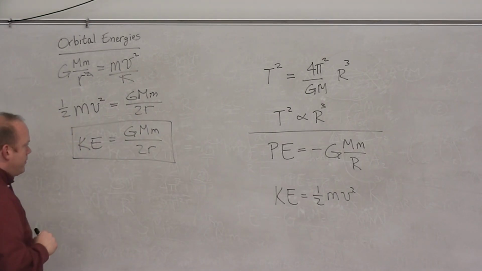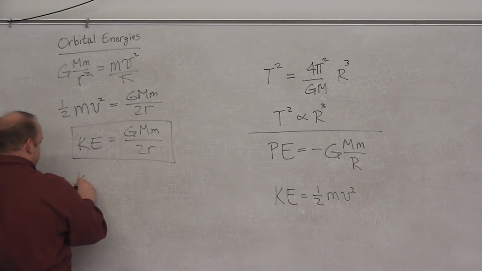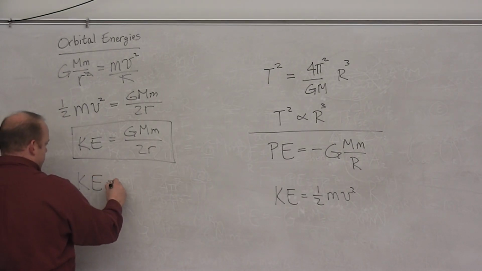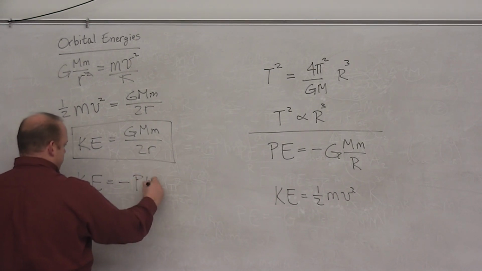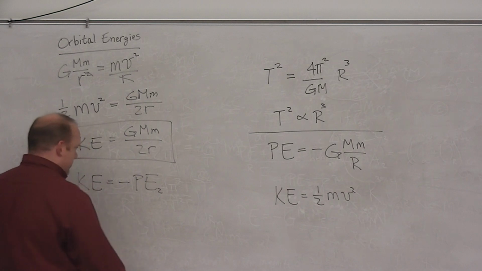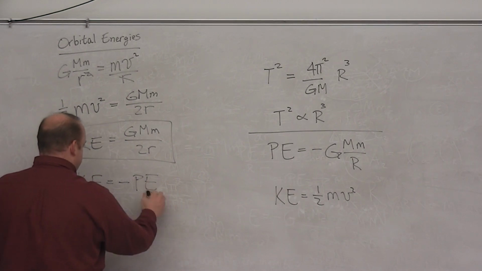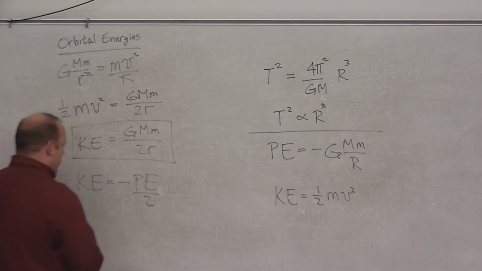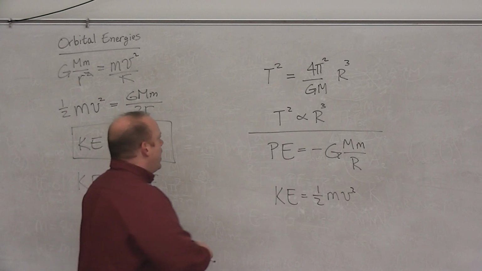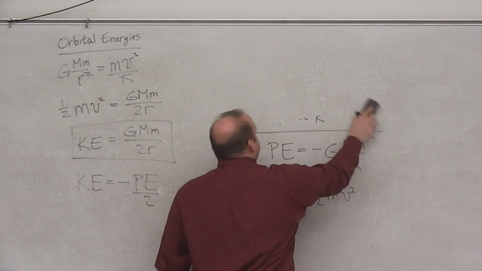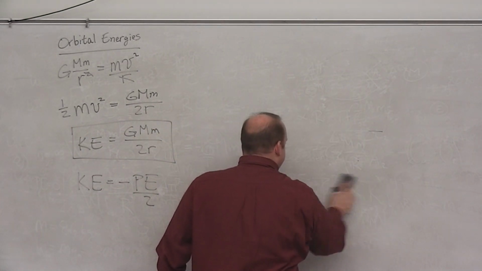Now, you could then say that the kinetic energy is equal to negative potential energy over 2. But we have to be careful, because when you're talking about elliptic orbits, kinetic energies are not constant. But we can look at the total energy. The total energy is going to be constant.